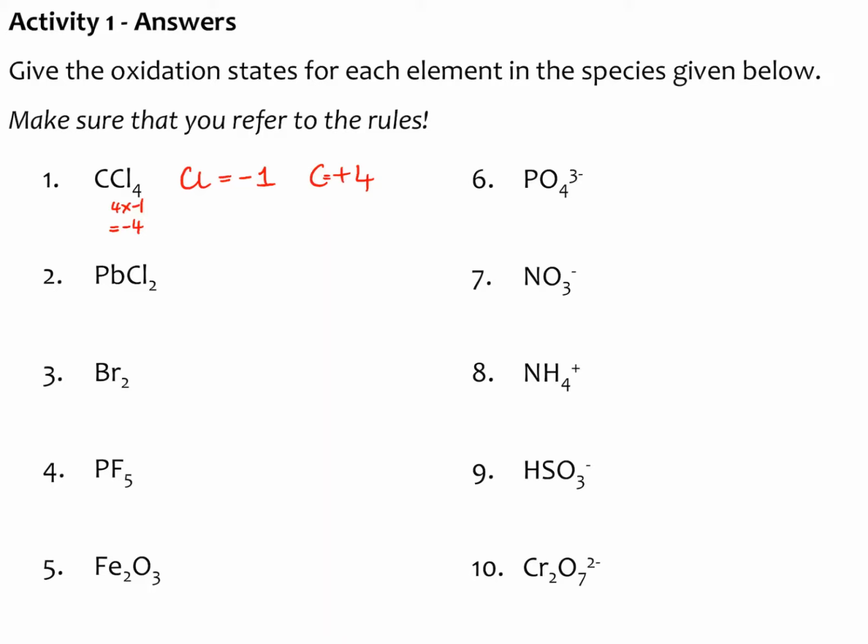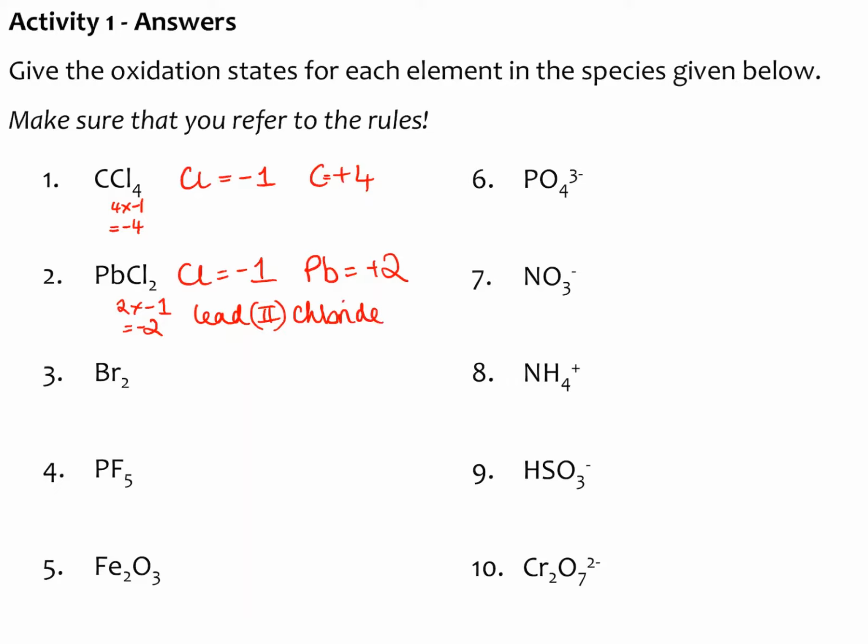For PbCl2, again the rule for chlorine is that it's -1 unless it's joined to F or O, which it isn't in this case. So chlorine is -1. Now there are 2 lots of chlorine, so 2 -1s, so chlorine is contributing a -2 charge to the compound. There isn't a charge overall, so for the compound to be 0, the lead has to be 2+ to cancel out the 2 negative chlorines. This would be lead 2 chloride. That's where we get the names from, because its oxidation state for lead is 2.